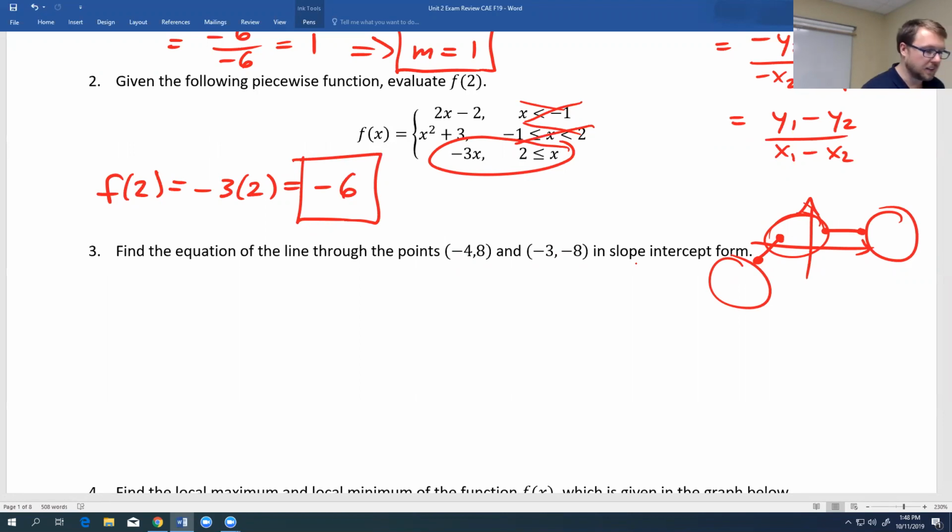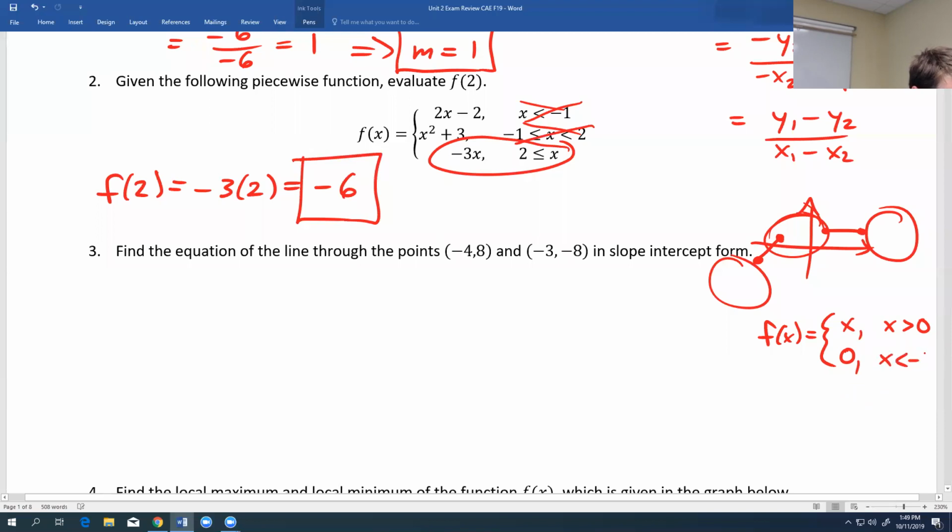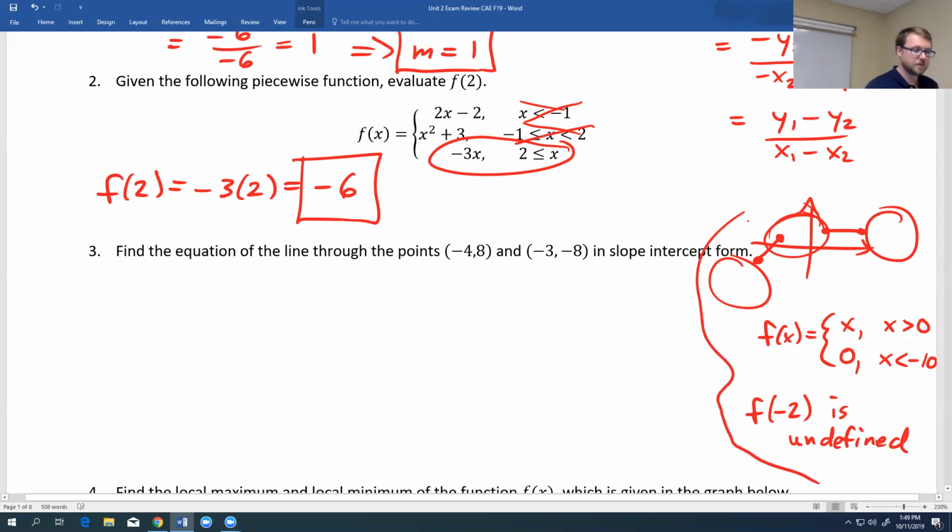So if for instance I had f of x is equal to x when x is greater than 0, and then I had 0 when x is, let's say, less than negative 10. And then I said, what's f of negative 2? You'd say it's undefined. Is that what you were asking? Mm-hmm. Yeah. So if there's a gap, I don't think they're going to give you anything like that, but understanding things is better than not understanding things.